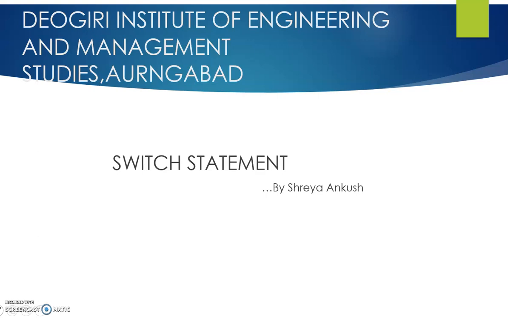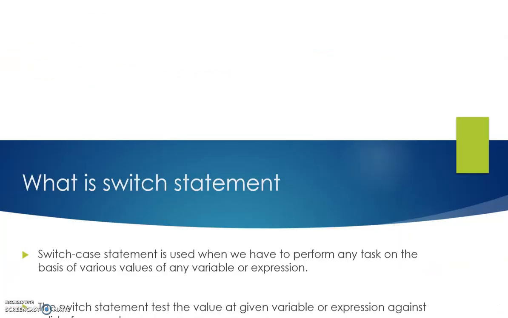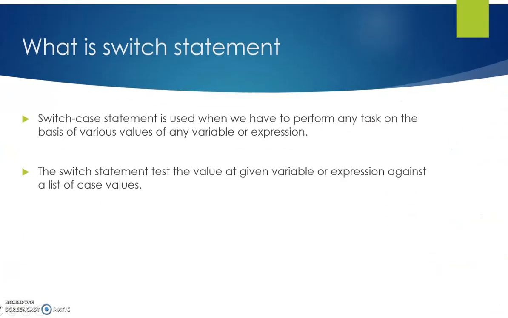So in today's session, let us have the discussion on switch statement in C. So basically, what is switch statement? The switch statement is used when we have to perform any task on the basis of various values of any variable or expression against a list of case values. And when a match is found, a block of statement associated with that case is executed.